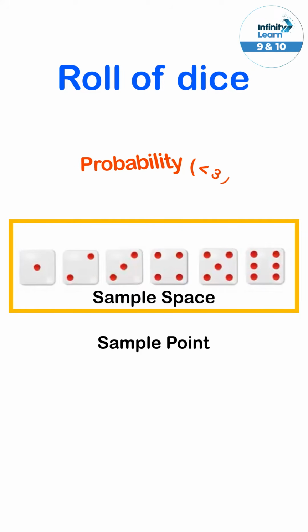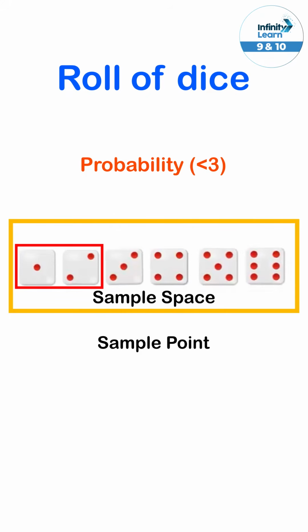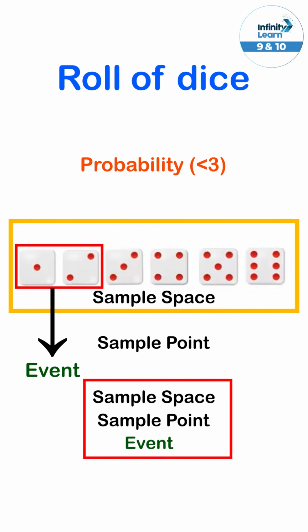Now assume you're asked the probability of getting a number less than 3 at one throw of a dice. Look at the outcomes and decide which ones will result in a number less than 3. These 2 outcomes are the only possibilities. It can only be these 2 outcomes, 1 or 2. That becomes our event. These are the only 3 things you will use very often in probability.